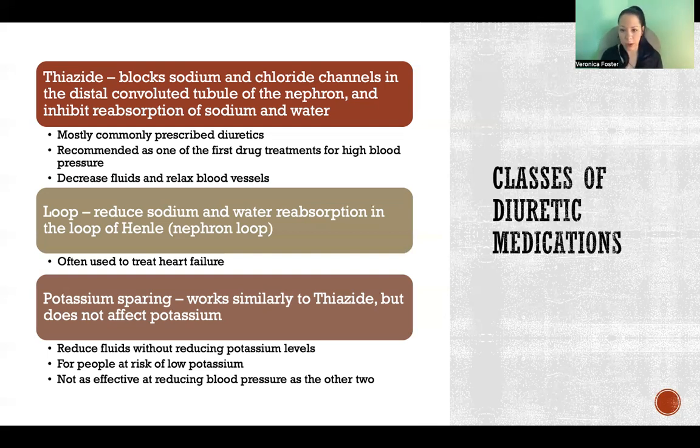Then potassium sparing diuretic medications work very similarly to thiazide, but with the specific difference that it doesn't affect potassium. Now you may think, well, why bother with the first two classes if you can take one that spares potassium? And that's because it's just not as effective at reducing blood pressure as the other two. But it is available for people who are at higher risk of low potassium, or who are having difficulty with absorbing or consuming enough potassium, or for whatever reason are at higher risk.